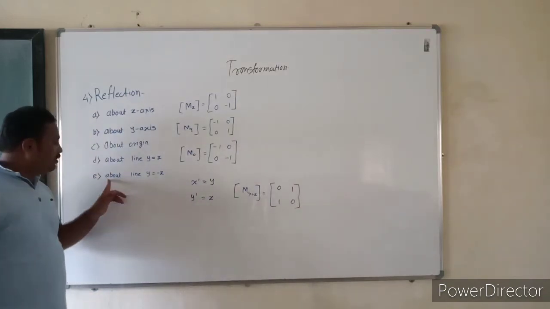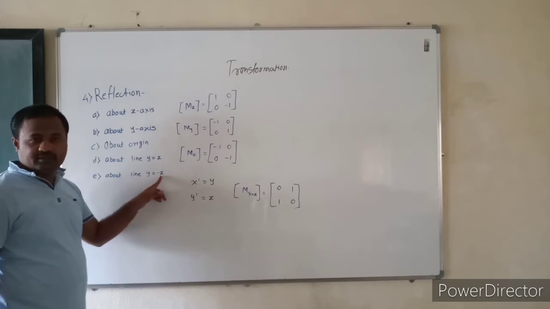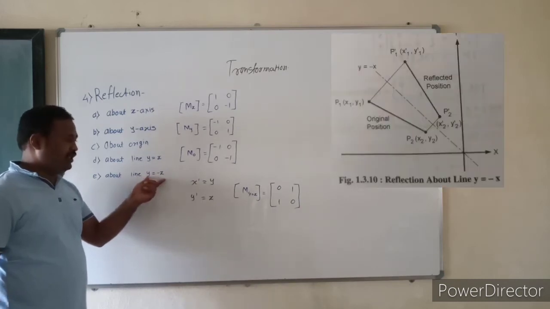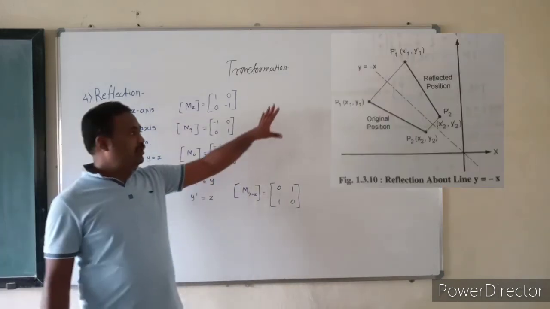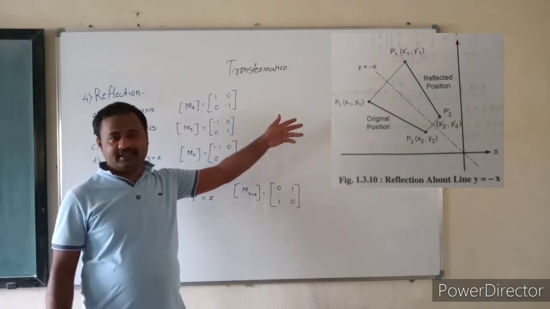Then next is reflection about the line y equals minus x. Again, in the diagram, they show the line y equals minus x.